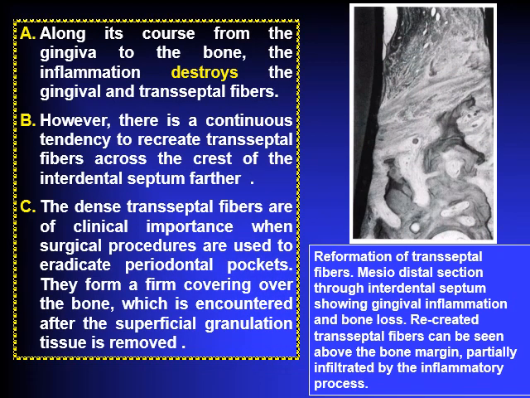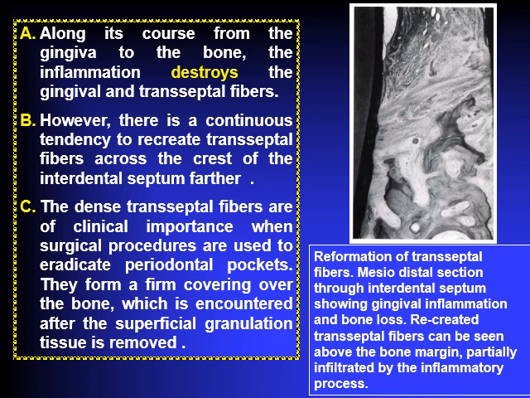It is important to know what the transseptal fibers are. Along the course, as I mentioned, from the gingiva to the bone, the inflammation destroys the gingival and the transseptal fibers. What are the transseptal fibers? The transseptal fibers, as you know, are located interproximally. They extend from the cementum of one tooth to the cementum of the neighboring tooth. Their function is to protect the interproximal bone and maintain tooth-to-tooth support or tooth-to-tooth contact. Then what is its clinical significance?